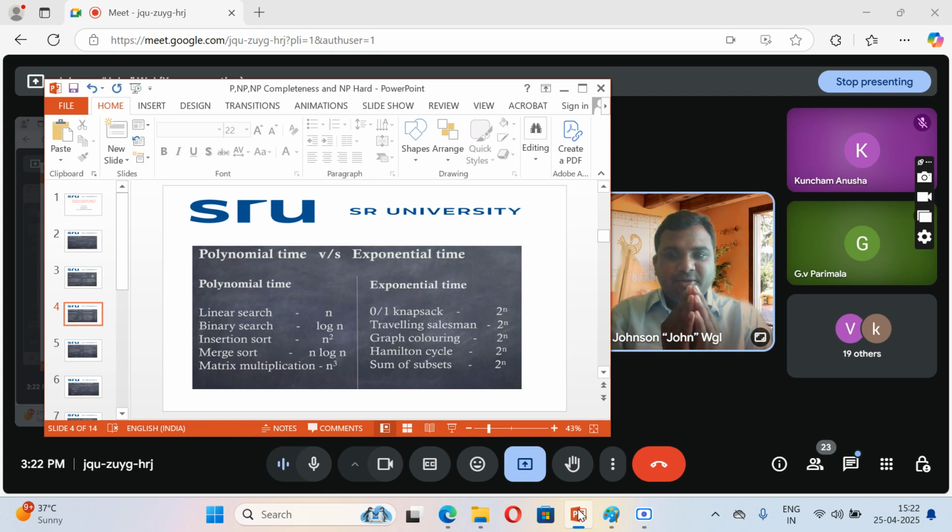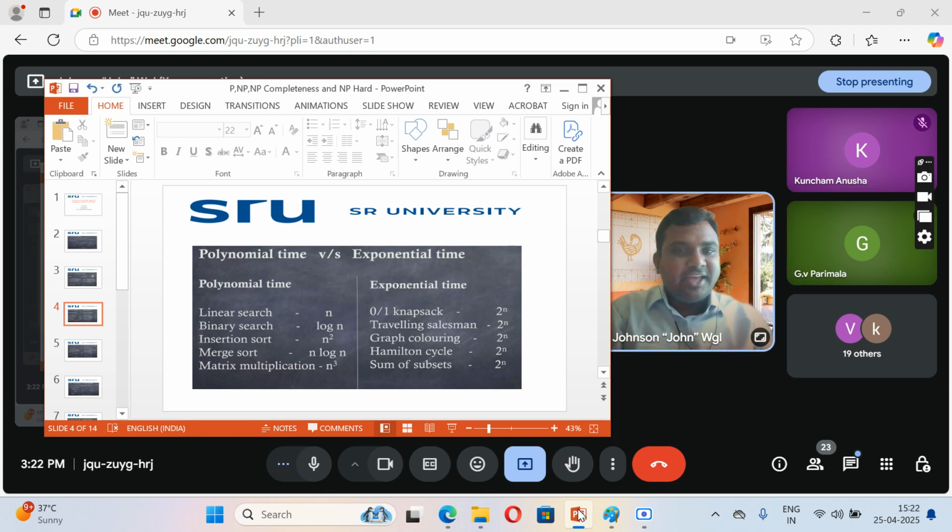Then what is the polynomial time? The linear search is order of n, linear search, sequential search, order of n. Then binary search, every time we need to divide half of the part, means log n. Then insertion sort means the n square. Then merge sort, n log n. Matrix multiplication, we have the for loop within another for loop within another for loop, then n cube. Then these all are within the polynomial time.